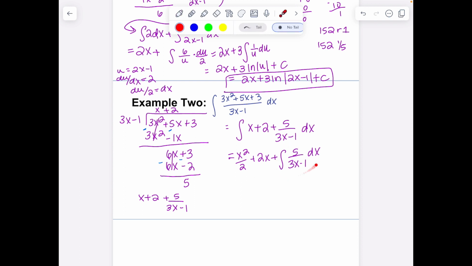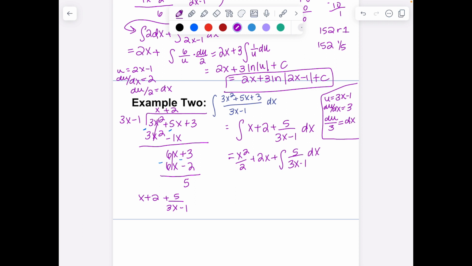So again, for this part right here, I'm going to need to use substitution because I still have a quotient. And so I'm just going to do this over to the side. It's literally the exact same thing as the last one, just slightly different numbers. So u equals 3x minus 1, du dx equals 3 because that's the derivative. Solve for dx, and I'm going to get this, right?